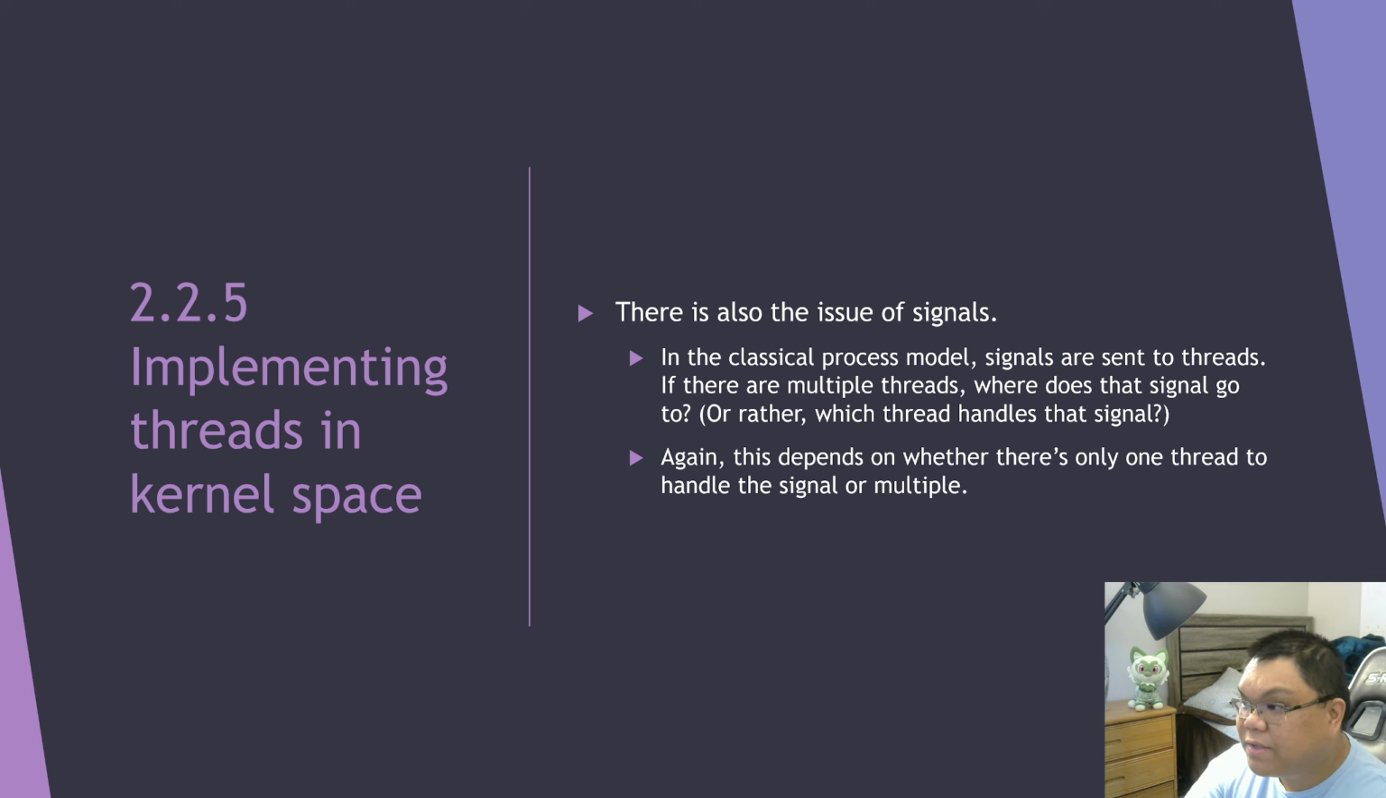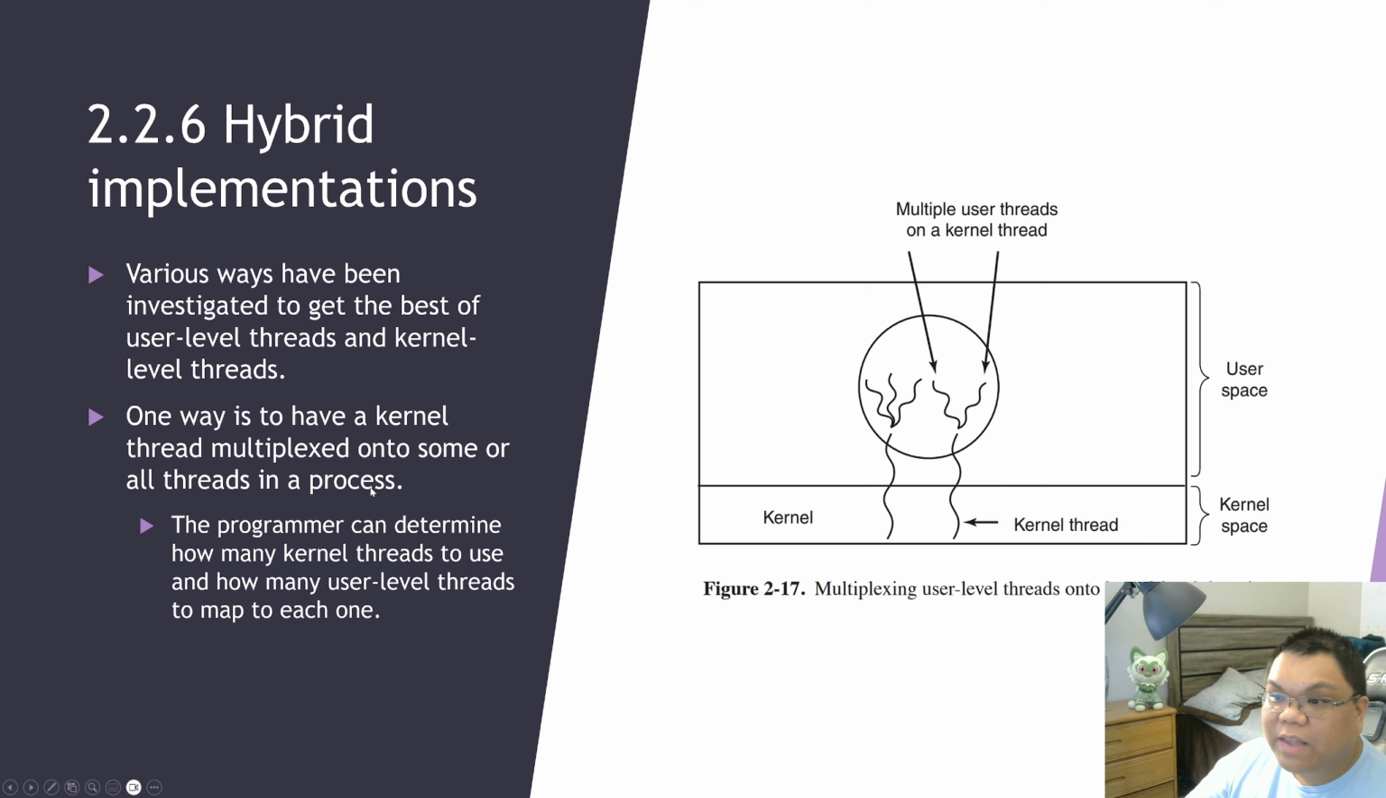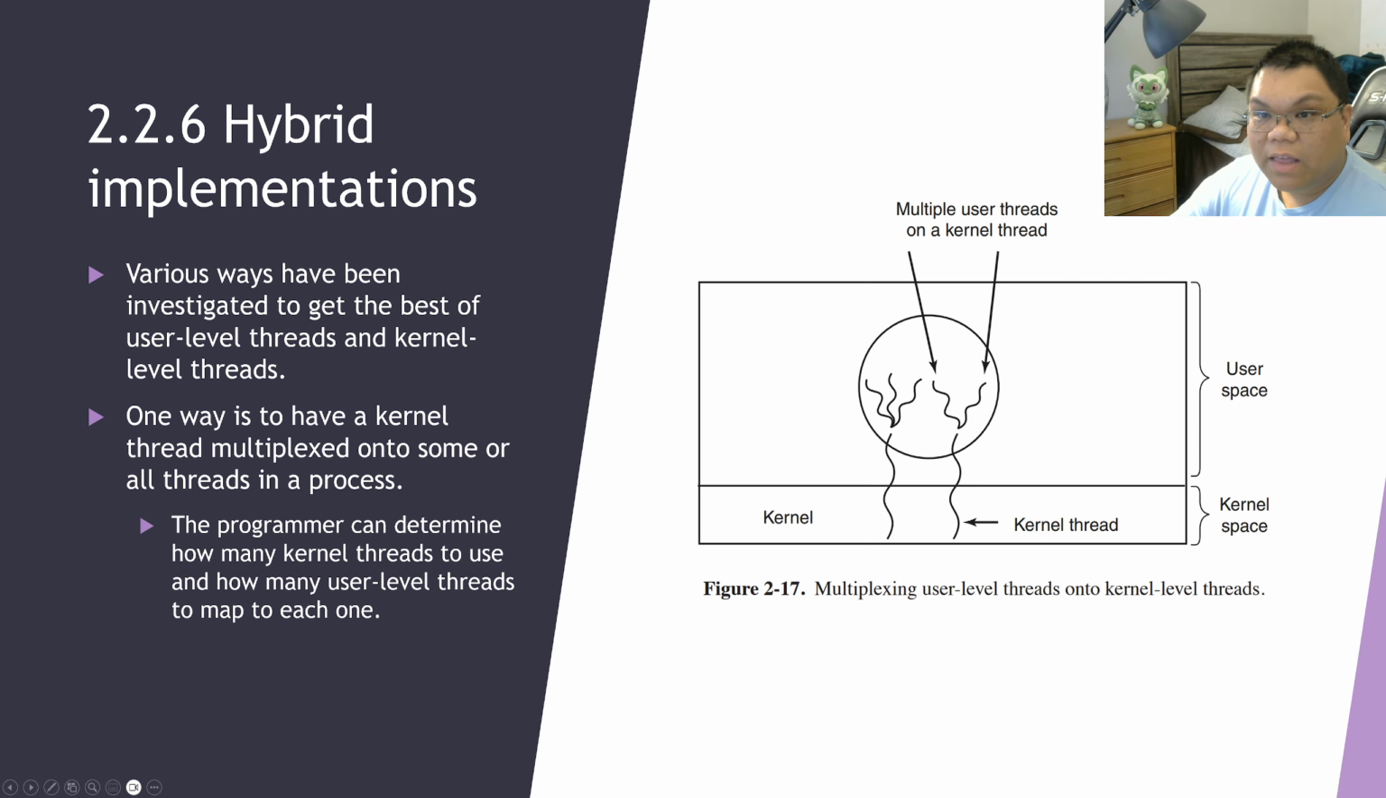There's also the issue of signals. In the classical process model, signals are sent to processes. If there are multiple threads, who gets the signal? So really, this depends on whether there's one thread to handle the signal or there are multiple threads to handle the signal. And because of this, there have been many ways to try to get a hybrid implementation. So this is what it looks like. Here's one way it could look. Instead of either implementation, here we have one kernel thread and it's multiplexed onto multiple user threads.